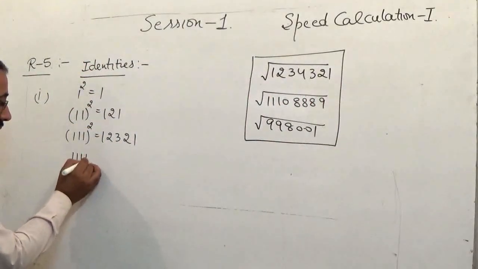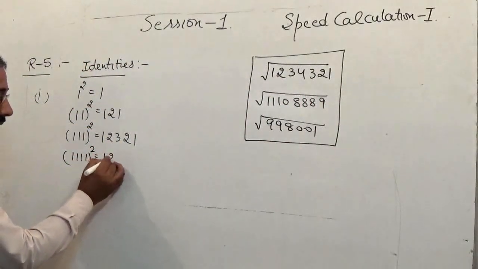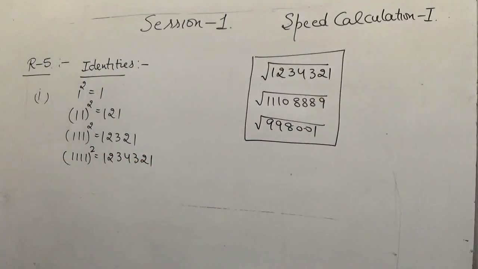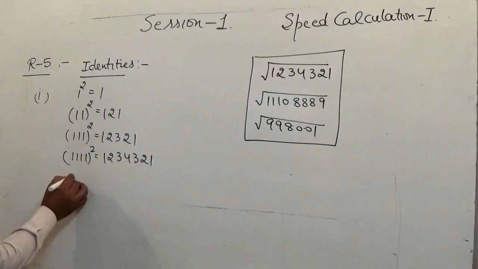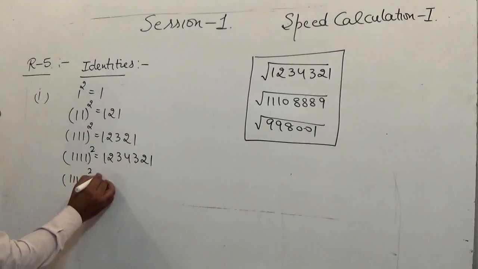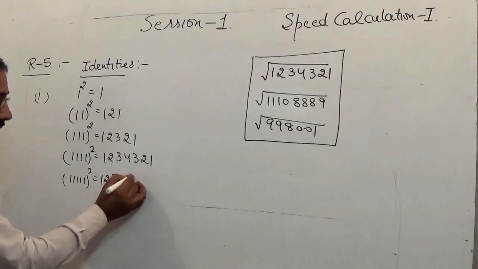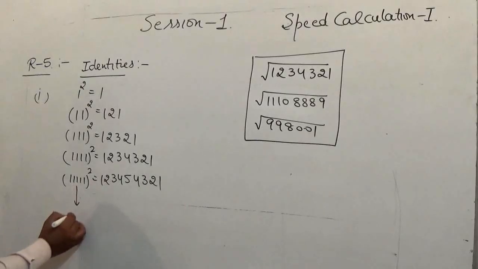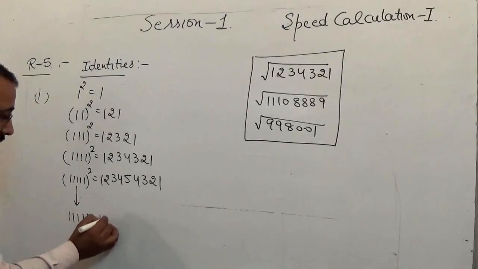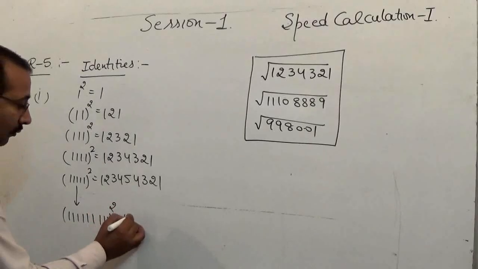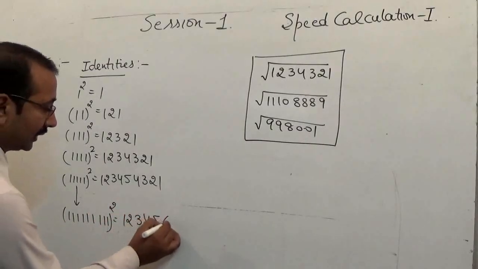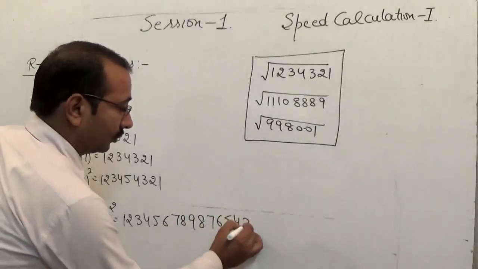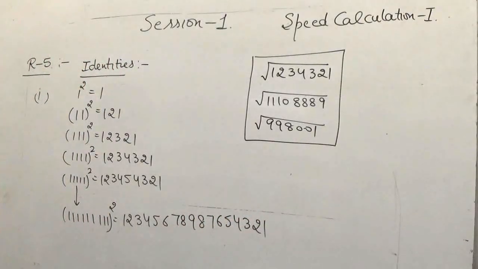Similarly, 1111, with 1 four times, the answer should be 1234321. It means I have to write my counting up to 4 and then 3, 2, 1. If 1 is going for 5 times, the answer should be 123454321. This can be extended up to 1 repeated 9 times. Suppose I have to find the square of this, the answer is 12345678987654321. It becomes my answer, right?